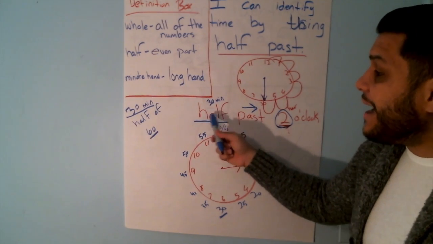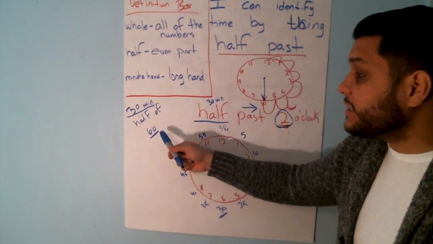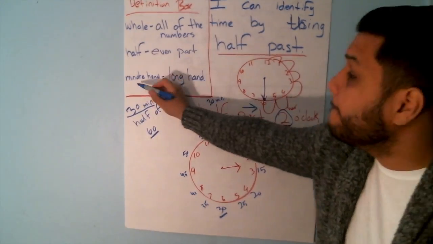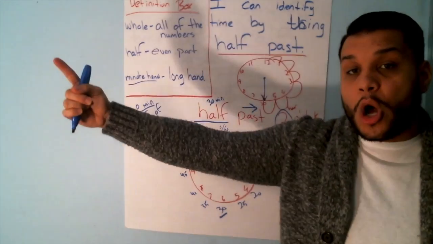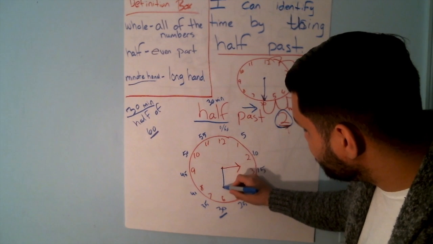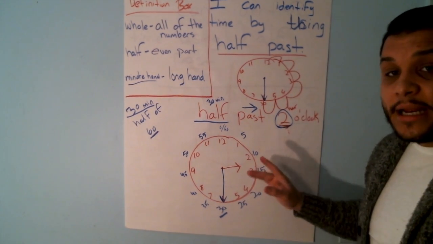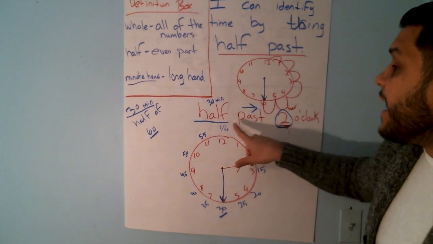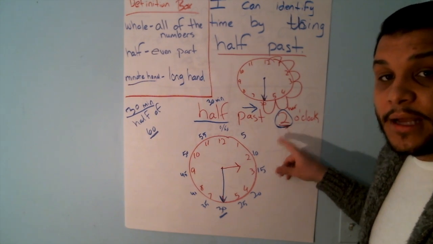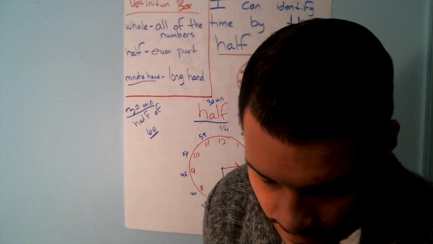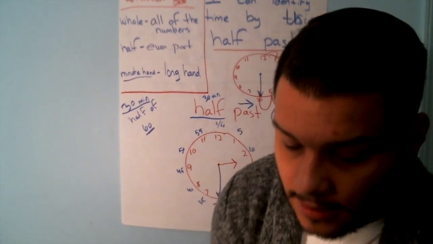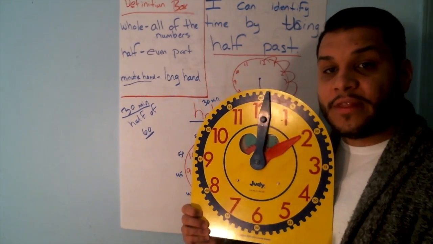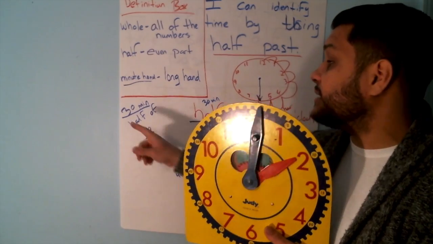Then I know that half of 60 is 30. So I'm going to put my minute hand, which is the long hand, at my 30. And if I read this, it says 2:30. So 2:30 is half past 2 o'clock, because my hour hand is at the 2, and I said I wanted half of the next hour. So half of 60 is 30.